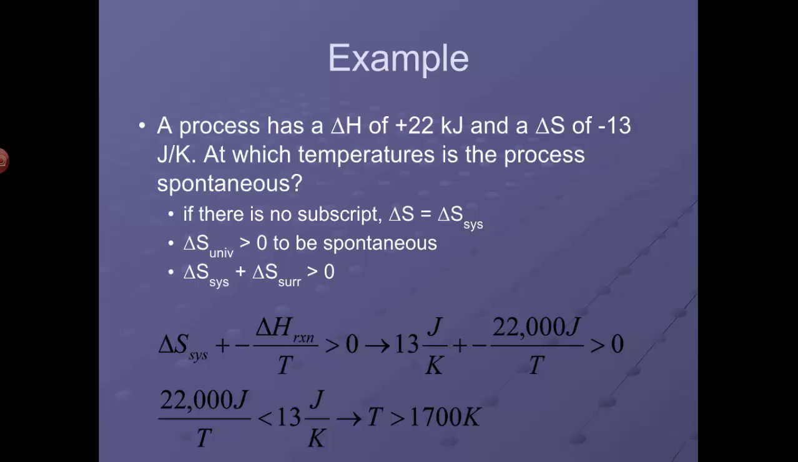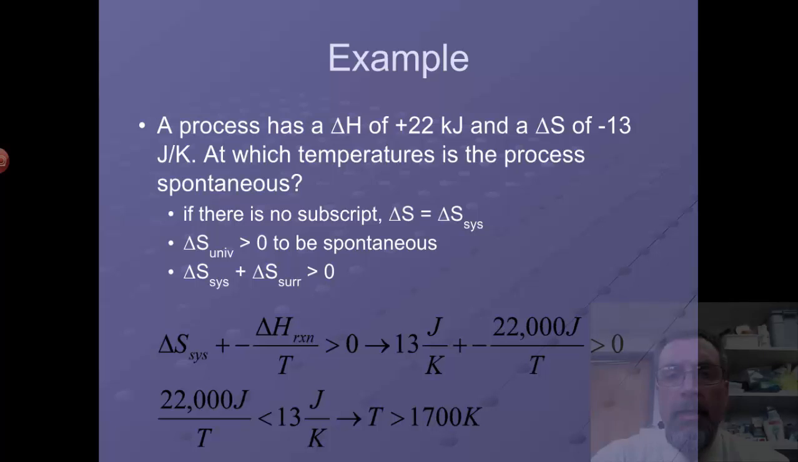That's a really high temperature, but it should make sense. The process's enthalpy is plus 22 kilojoules per mole. That means that you have to put heat into it to get it to go. So it's only going to work at a high temperature. Okay? So that's how we can determine what the temperature's effect on spontaneity might be.